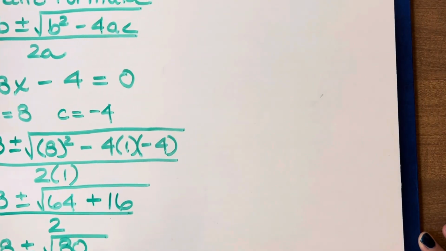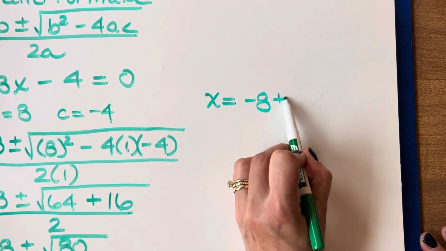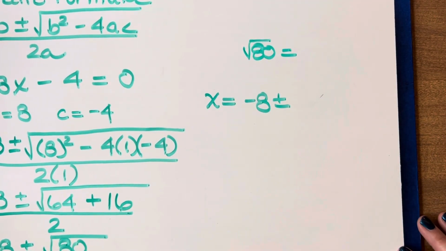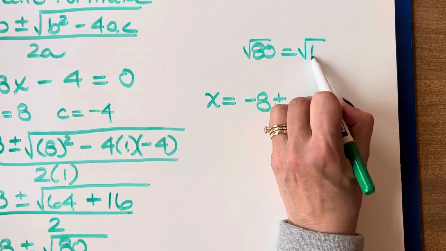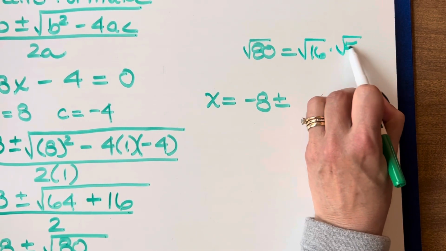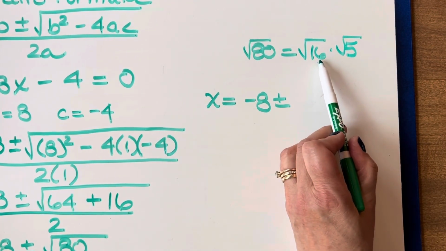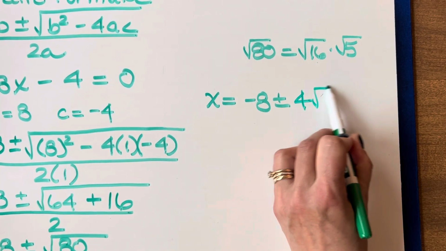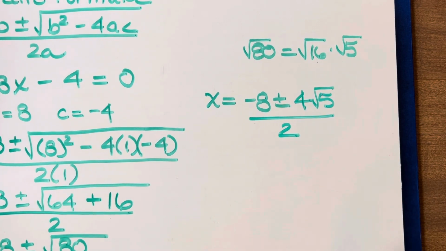I'm going to move up here. I'll leave my negative 8. I have to take the square root of 80 and simplify that radical into its smallest components, which 16 times 5 is 80, and the square root of 16 is a perfect square. That's why I chose that. So it is 4, and I keep my radical here, 5, and then I have 2. And I am almost finished. I have one more step.